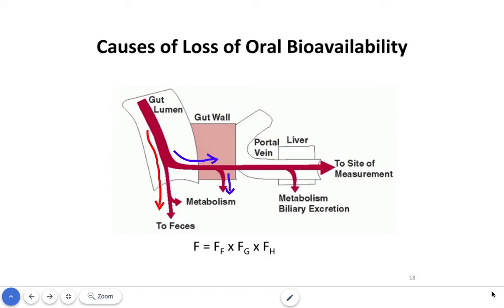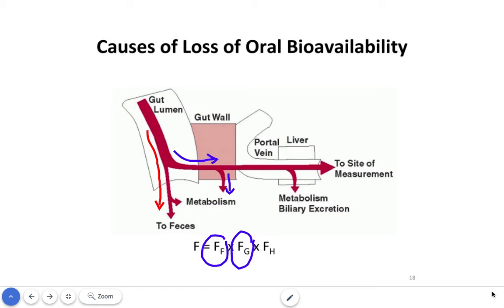So the fraction that circumvents fecal loss, or fecal excretion, is labeled F sub F, and the fraction that is able to pass through the gut wall metabolism process is labeled F sub G. And then past the gut wall, as I indicated in the earlier handout, everything that gets absorbed through the cell layers into the systemic circulation from the GI tract will reach the portal vein, which carries the material into the liver, right?